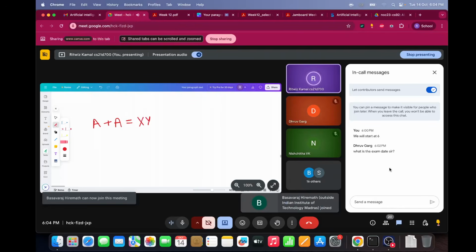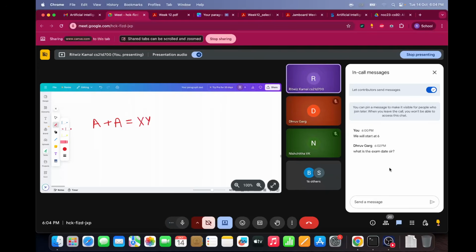Dhruv, just to clarify, I am not aware about the logistics related to the exam. So any questions like exam date, exam pattern, marks distribution, or anything should be pointed towards the NPTEL team. I think they will be able to address it better than me.